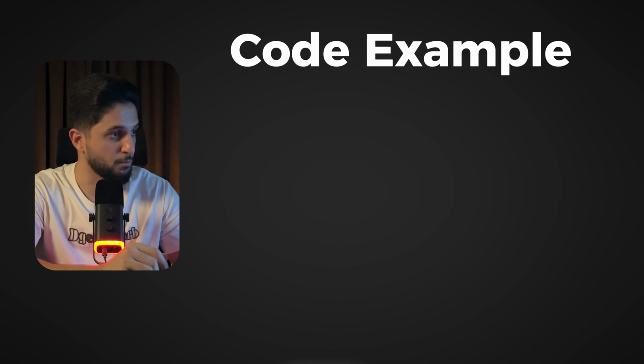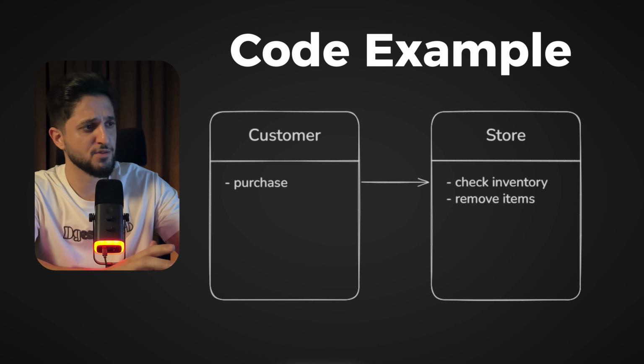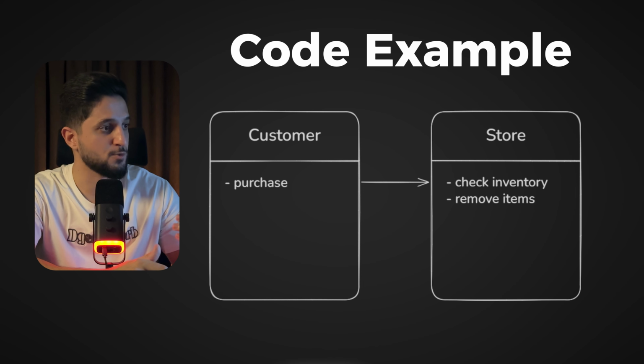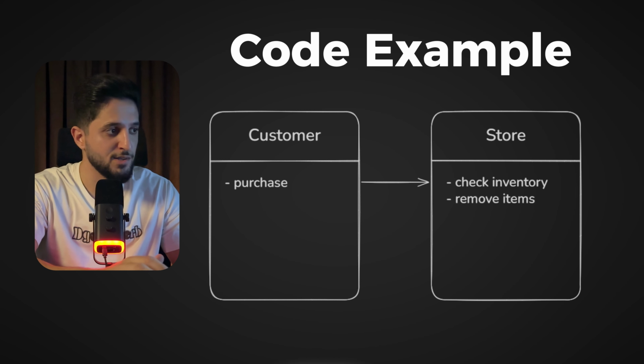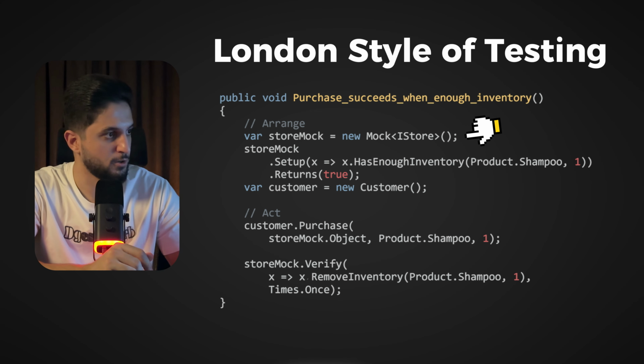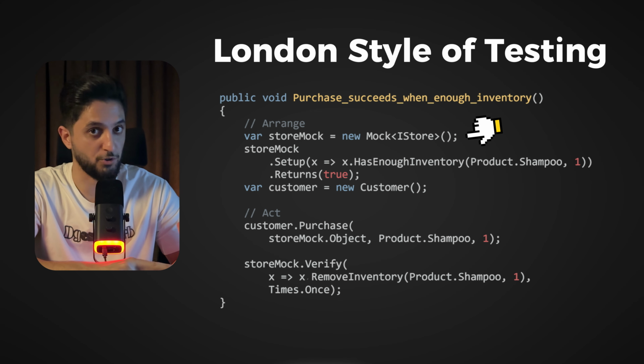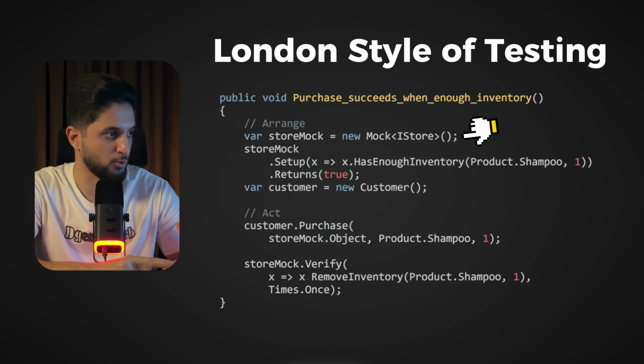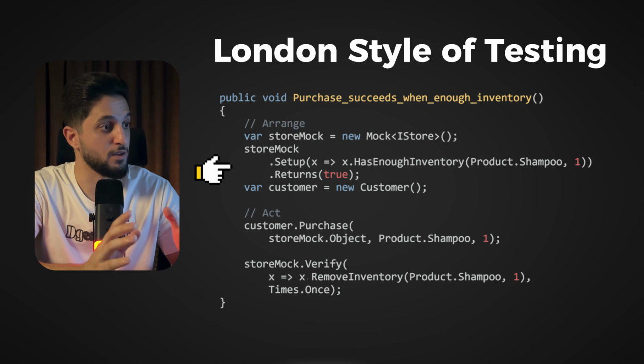Now let's imagine you're implementing this in code. You'd probably have something like this: a customer class with the method purchase, and a store class that knows how to check inventory and remove items. Let's see how this scenario is tested using the London style. Here's what's actually happening here. We don't create a real store. Instead, we create a mock of the store. We program the mock to say either yes, I have inventory, or no, I don't.